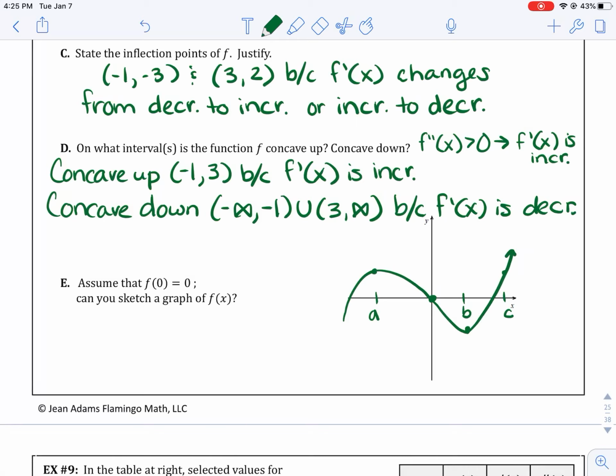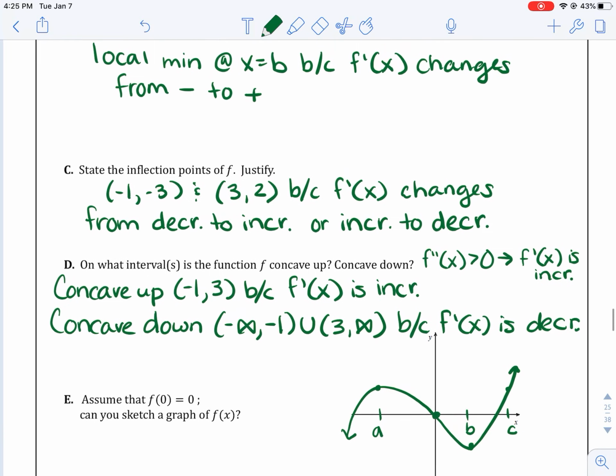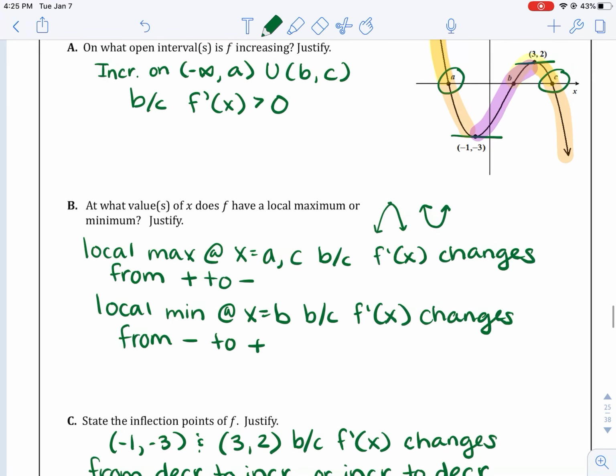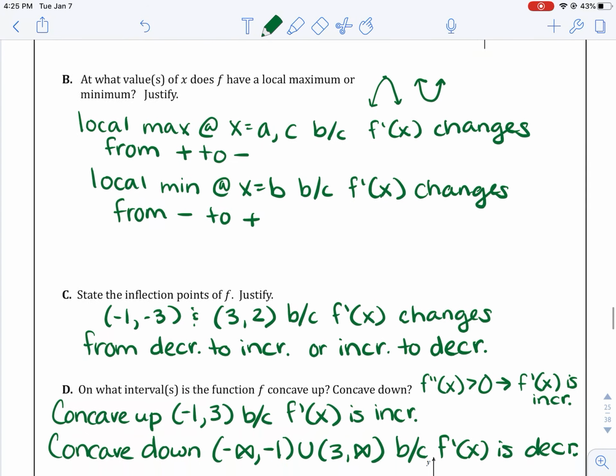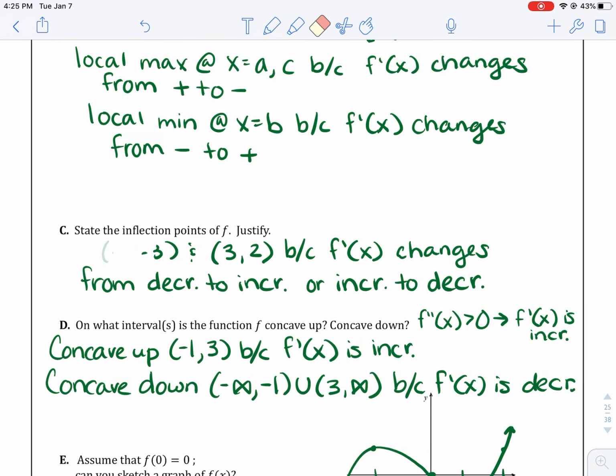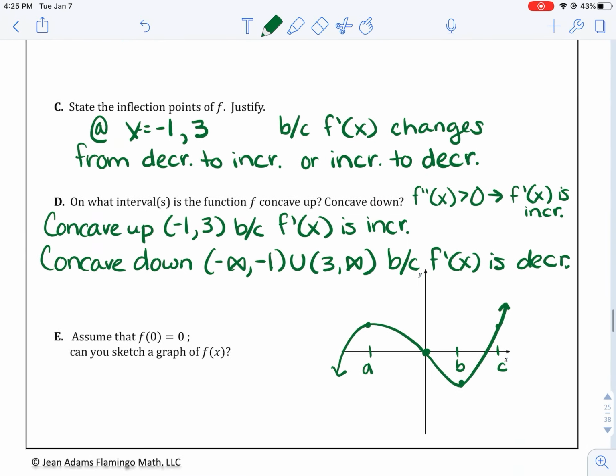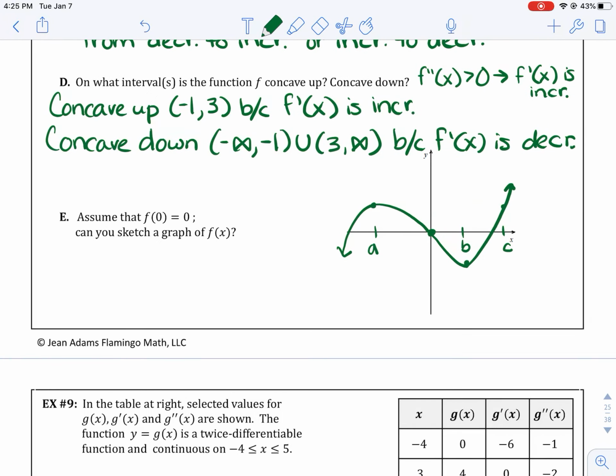And I didn't check, where do we change concavity? At -1, -3. And actually, we don't know the y value, because that's the y value I stole. Sorry guys, I messed up. So we just need to know the x value. So x equals -1 and 3. So here we'll say this will be -1. So that we want that to be our point of inflection.